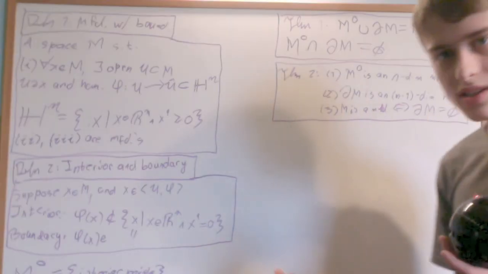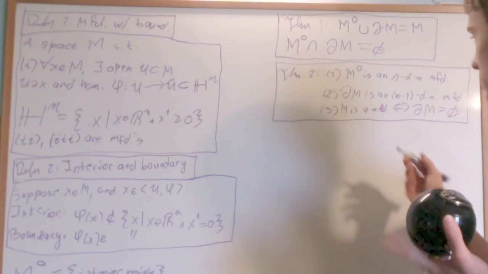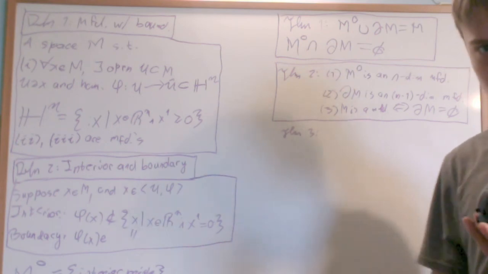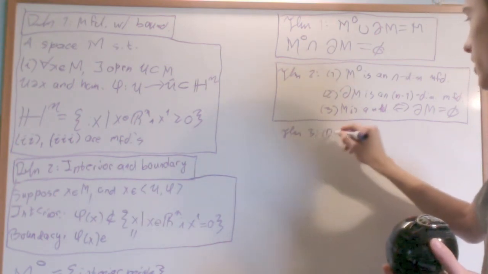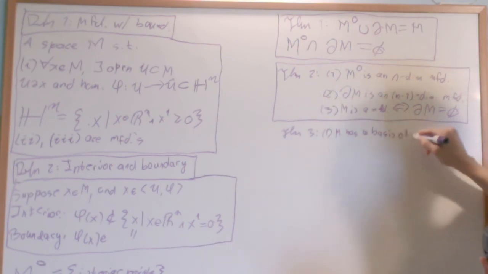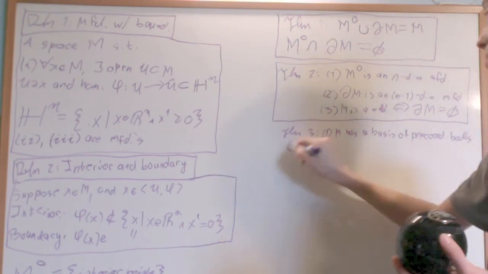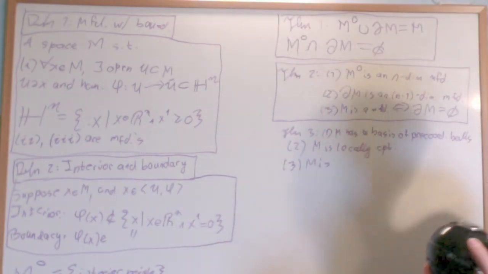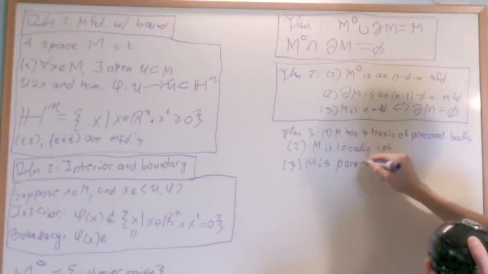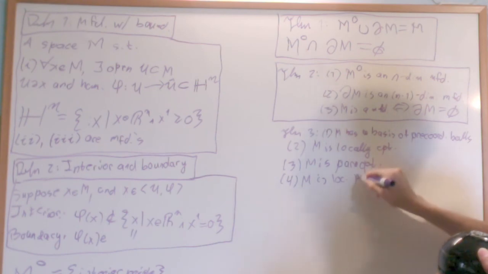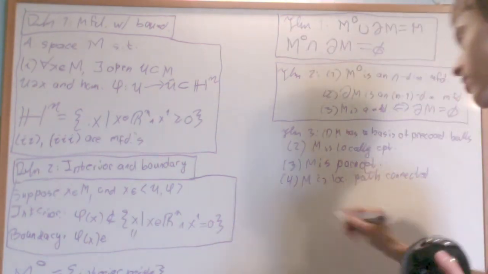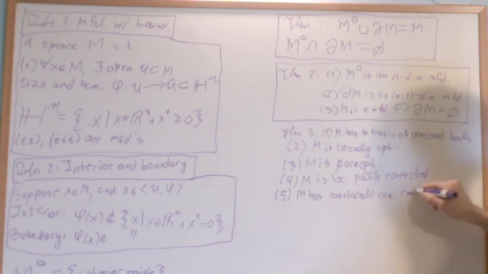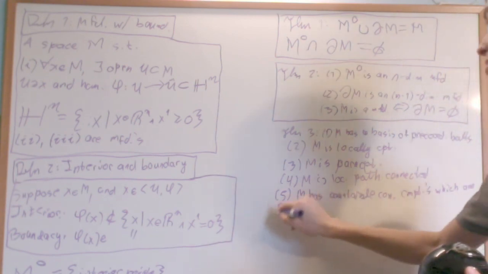What about the topological properties of manifolds with boundaries? Well, again, another theorem, but this one's really easy because we practically just did it before. Number 1 is that M has a basis of precoordinate balls. Number 2 is that M is locally compact. Number 3 is that M is paracompact. And that M is locally path connected. And of course, M has countably many connected components, which are path connected components.